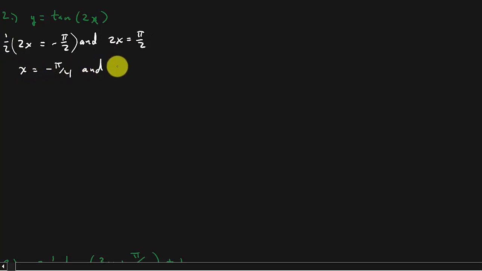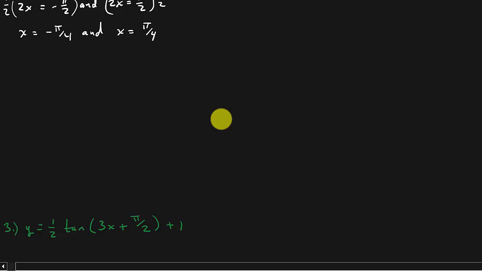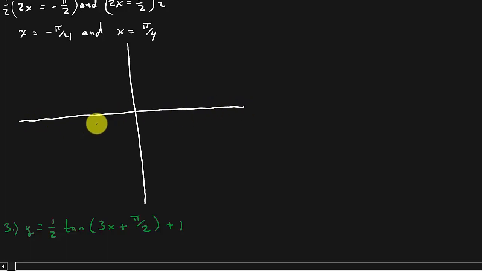And here I get multiplied by 1/2. That's x equals pi over 4. So there's my two adjacent asymptotes. So let's draw this in. So I've got negative pi over 4, and I've got pi over 4. All right.